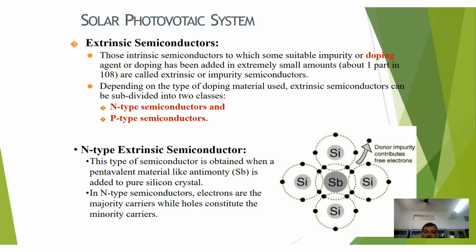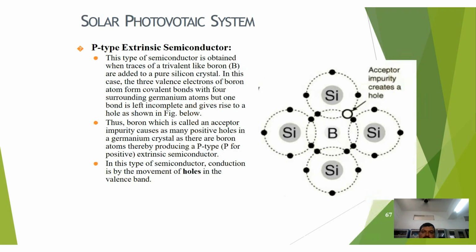So, the n-type semiconductor. This type of semiconductor is obtained when a pentavalent material like antimony is added to a pure silicon crystal. In n-type semiconductors, electrons are the majority carriers while holes are the minority carriers.